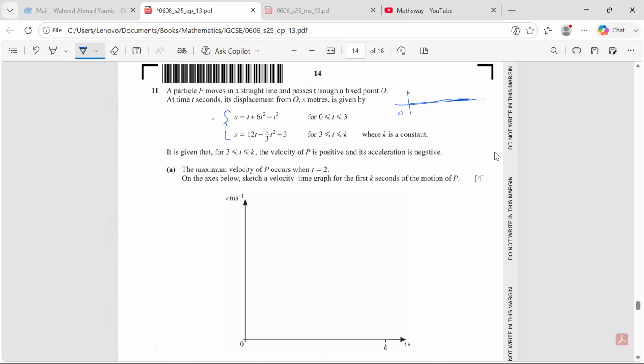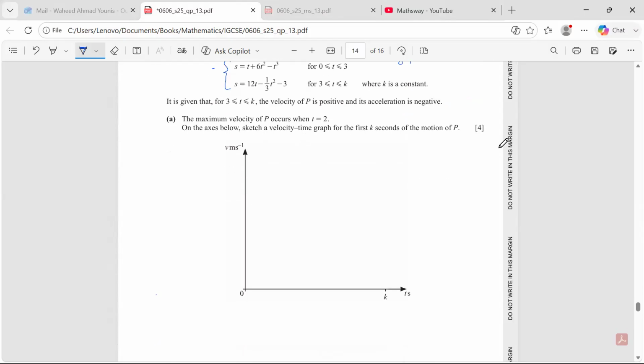Okay, so for the first 3 seconds, the position is governed by this equation. And after 3 seconds, it is by this equation. Okay, so it is given that after 3 seconds, the velocity is positive and acceleration is negative. Okay, we will talk about what that means. Part A says the maximum velocity is 2, and on the axis below, sketch the velocity-time graph.